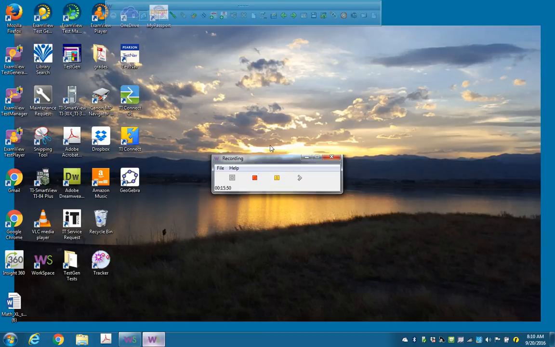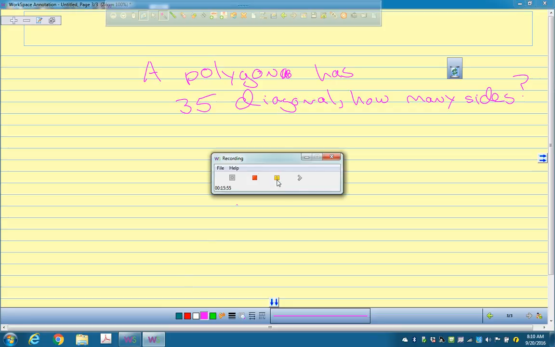Whoops. I gotta pause. Where'd my workspace go?